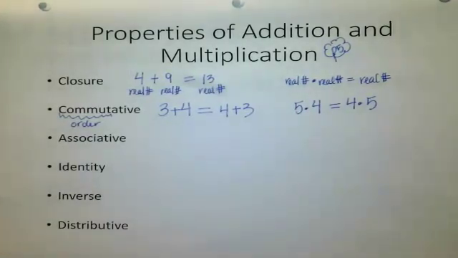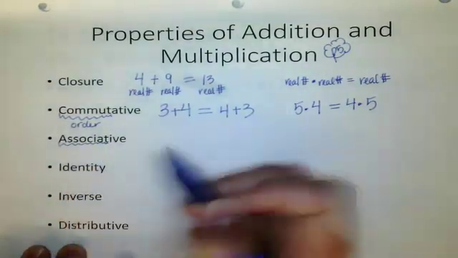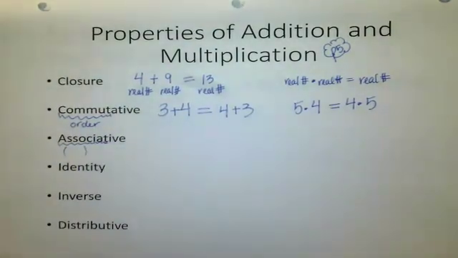Does that hold for subtraction? No, it does not. 7 minus 5 is not the same as 5 minus 7, okay? So that's why these properties are only true with addition and multiplication, unless we do some tweaks. All right, the associative property. I like to think about who you associate with. The associative groups.